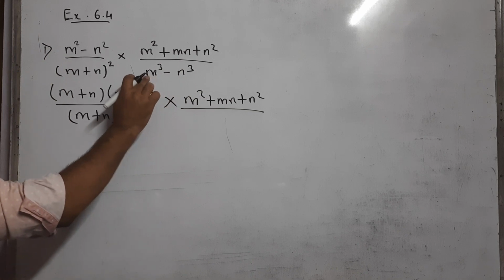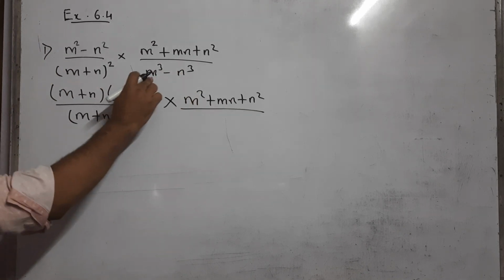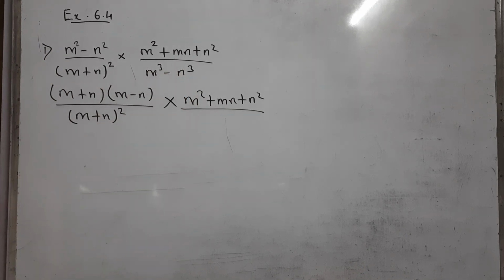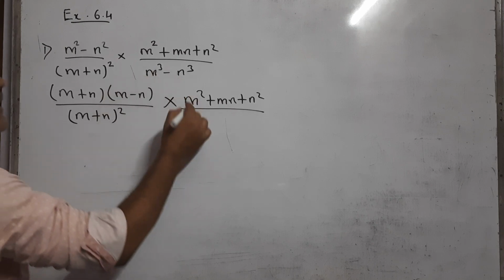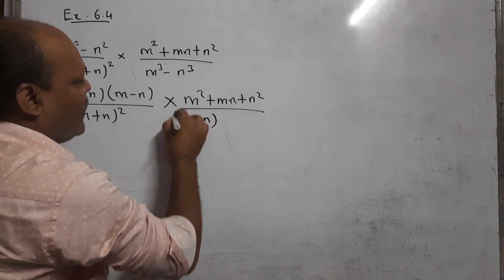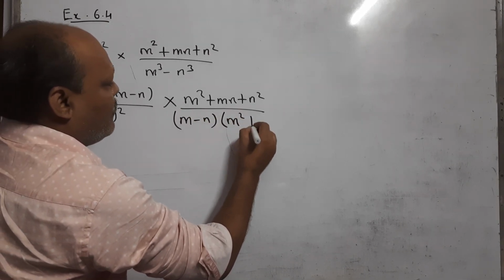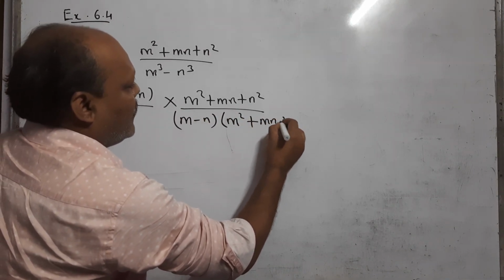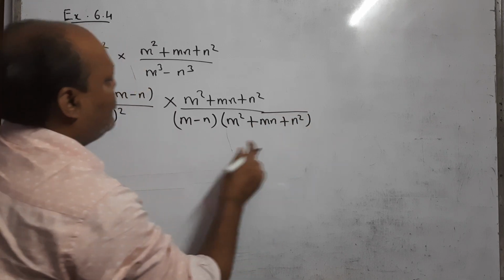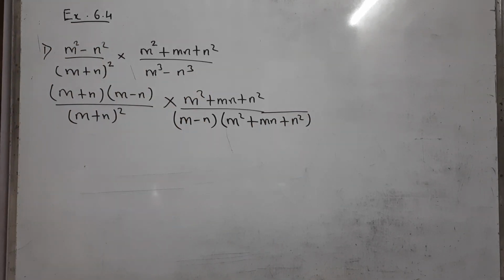This is the formula of a cube minus b cube. The formula of a cube minus b cube is a minus b, a square plus ab plus b square. That means m minus n, m square plus mn plus n square. This is the formula for m cube minus n cube. We have applied all the formulas now.